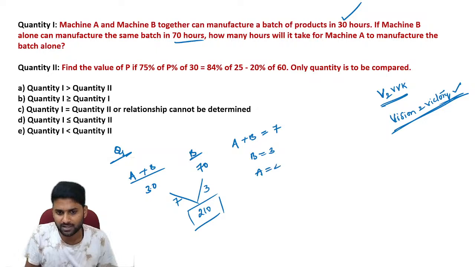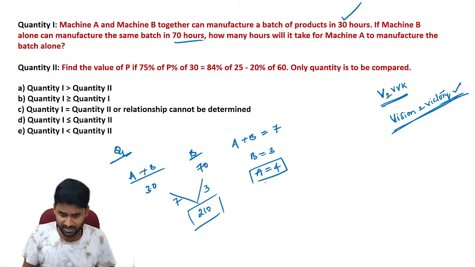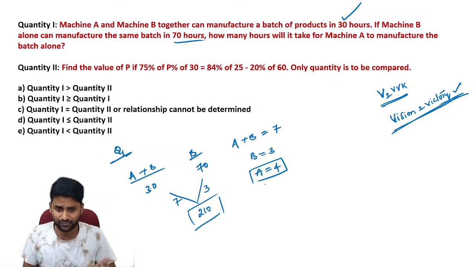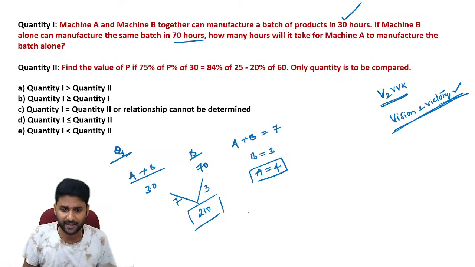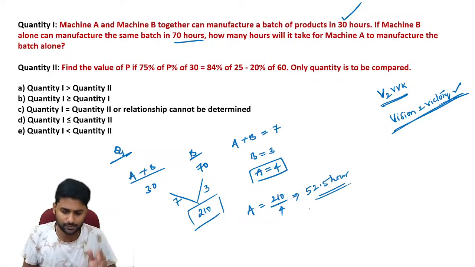We can conclude that the efficiency of A is 4. Now the question here: how much time does it take to produce one batch for machine A? You know that we have to produce 210, and the efficiency is 4. It takes how much time? 210 divided by 4 is equal to 52.5. So it takes exactly 52.5 hours to produce the batch.